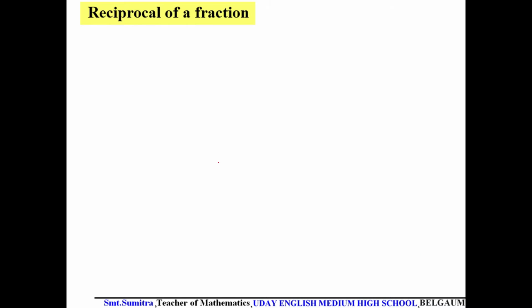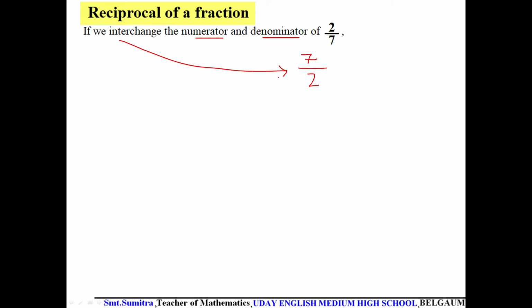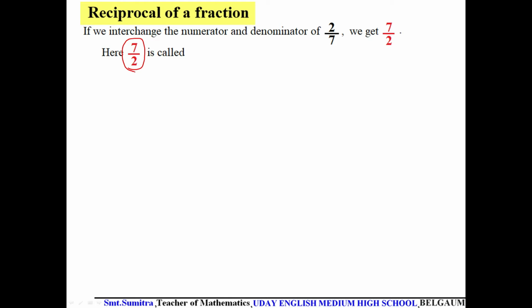First, let us study what the reciprocal of a fraction is. This helps a lot in division of fractions. If we interchange the numerator and denominator of 2 by 7, interchange means 7 becomes the numerator and 2 is the denominator. We get 7 divided by 2. Here 7 divided by 2 is called the reciprocal of 2 divided by 7. Please note this.